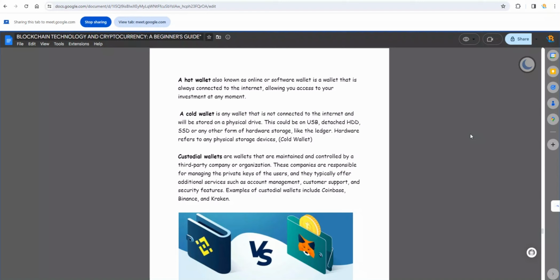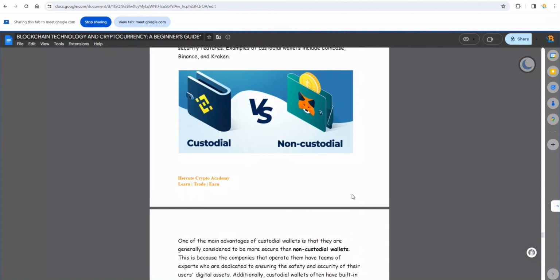Okay, and the custodian just comes from the word custodian. The custodian of your wallet is the third-party provider. And we've said most of these custodial wallets are actually exchanges. Actually, mostly all exchanges are custodial wallets because these are wallets that have been offered by third-party companies.